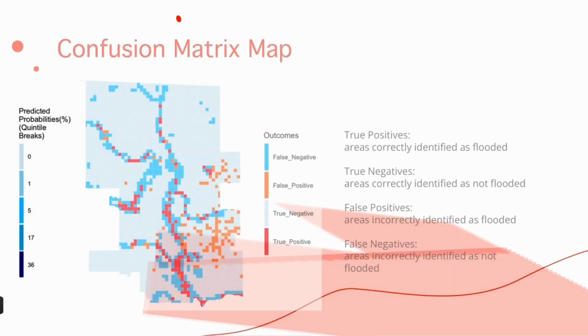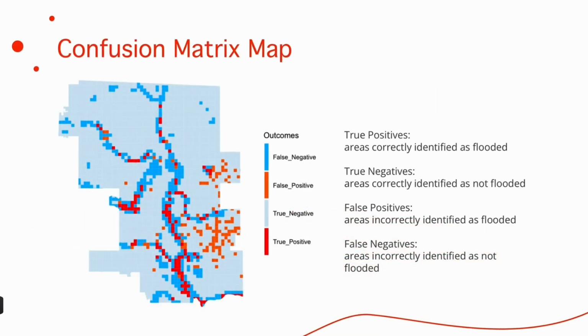Our final step brings us to the error map. The error map provided a spatial view of our model's prediction outcomes, identifying accurate predictions and areas for improvement. True positives, highlighted in red, are areas our model accurately predicted as flooded. False negatives, shown in dark blue, are areas that were flooded but missed by our model.